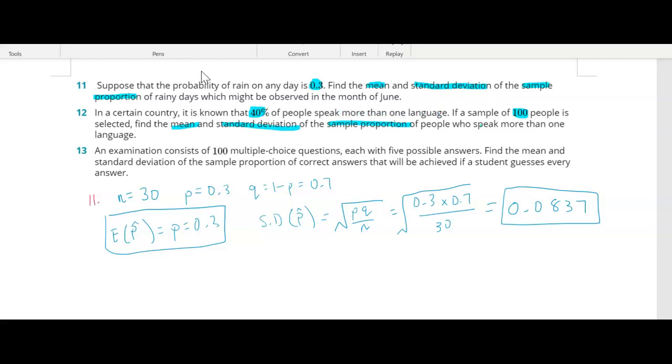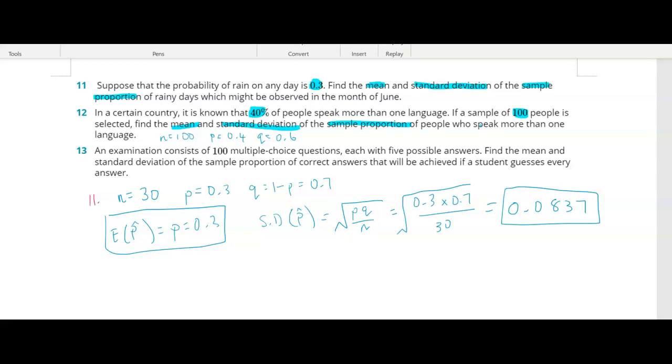Okay, so for question 12, our value of N is our sample, so 100. And P, our probability of success, is 0.4. So that makes Q equal to 0.6. And we didn't need to do anything else. Okay, so your mean is going to be 0.4, and then you just use the formula for standard deviation.